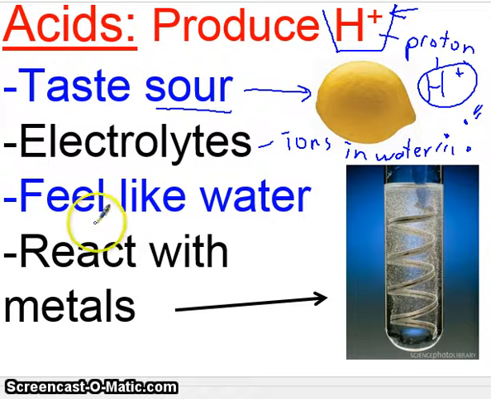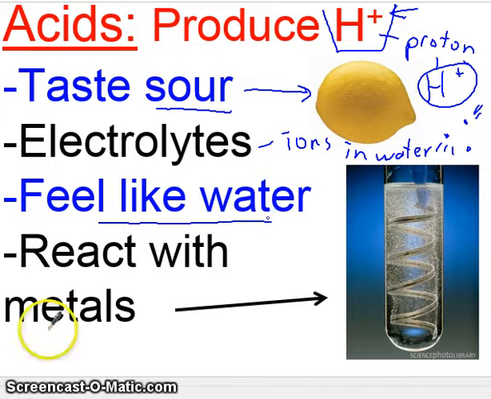Now, acids feel like water. This is a physical property. When you try to pour acid on yourself or on your hands, which we do not recommend, but if you were to feel what a weak acid feels like, it would feel like water. You wouldn't be able to distinguish it from water.